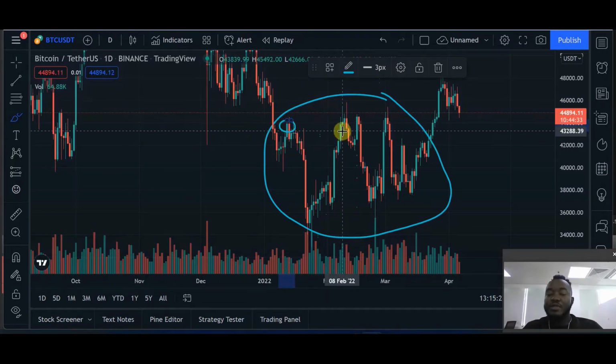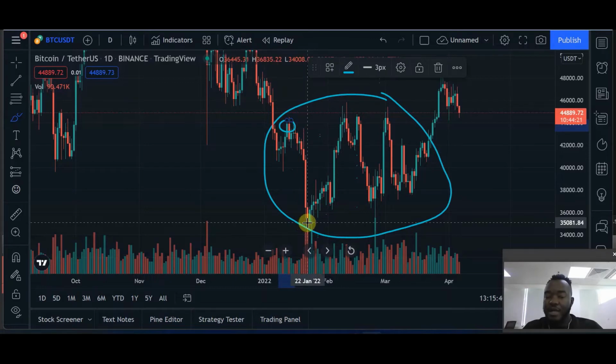using point of interest, you will mark here as your point of interest. Let's assume this dump started here and dumped down below here before the pump arose. The pump arose and pumped till here. Let's assume this is where we enter this trade, this area.